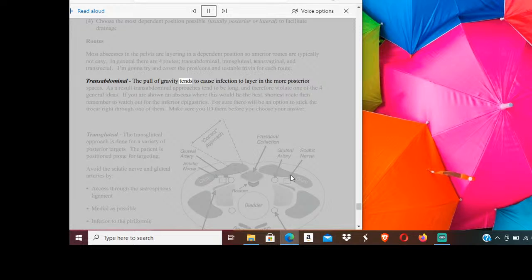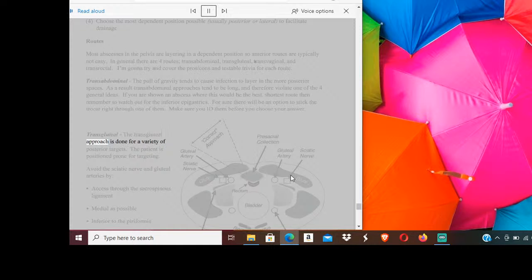Transabdominal. The pull of gravity tends to cause infection to layer in the more posterior spaces. As a result, transabdominal approaches tend to be long, and therefore violate one of the 4 general ideas. If you are shown an abscess where this would be the best, shortest route, then remember to watch out for the inferior epigastrics. For sure, there will be an option to stick the trocar right through one of them. Make sure you ID them before you choose your answer.